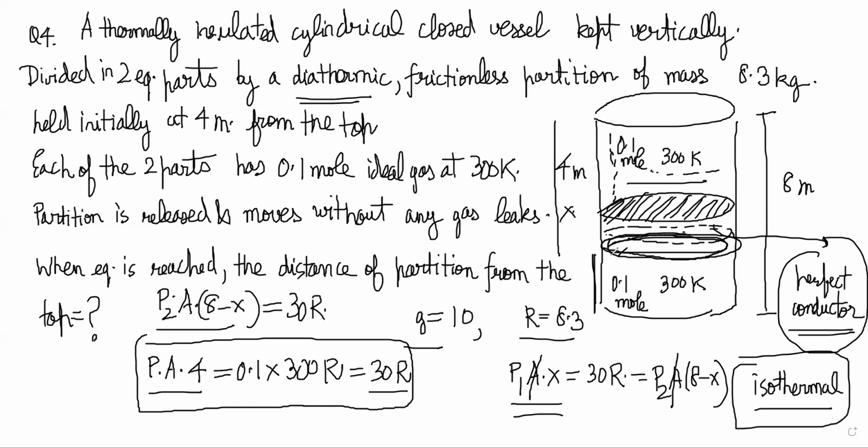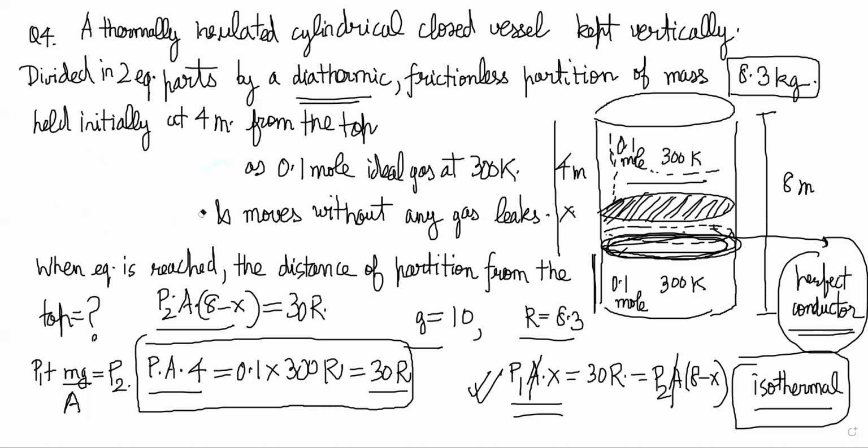But can we get a different relation between pressure 1 and pressure 2? Since it's in equilibrium, the pressures on both sides are equal. They are not equal, though. You have to get the pressure that is balanced, right? So we can say that pressure 1 plus mg by A should be equal to pressure 2. So this is an alternative relation and this is another relation. Now you should be able to solve it, right? So try it out.